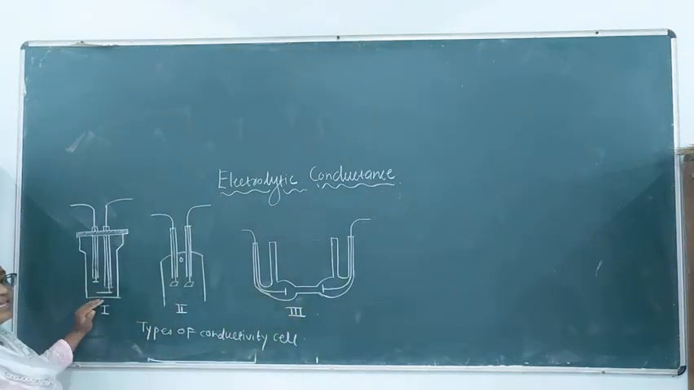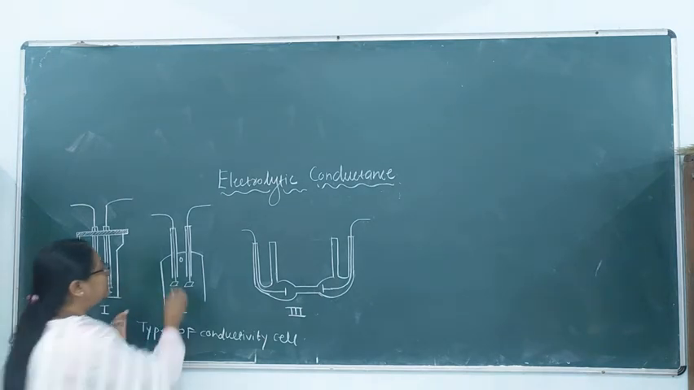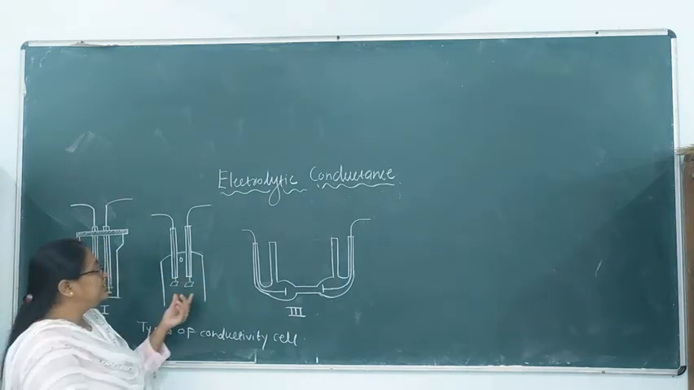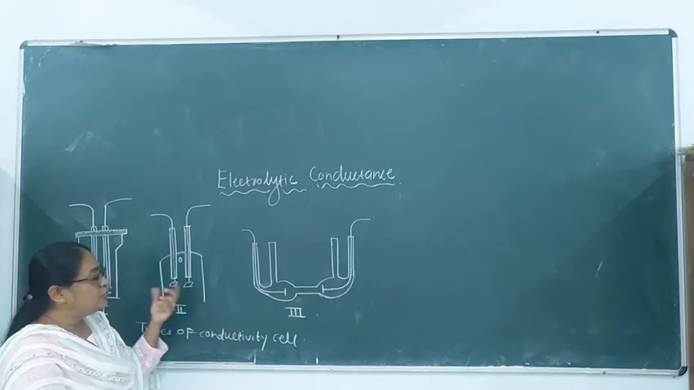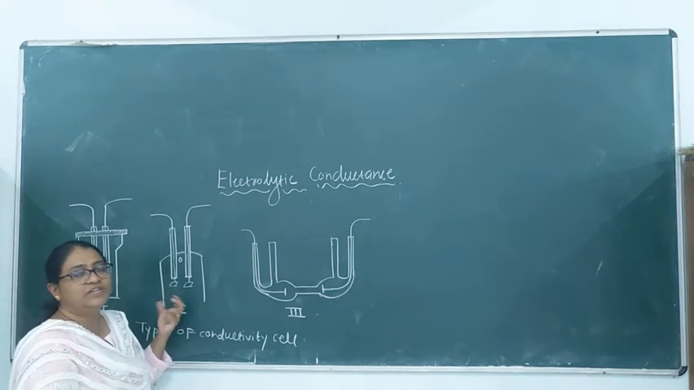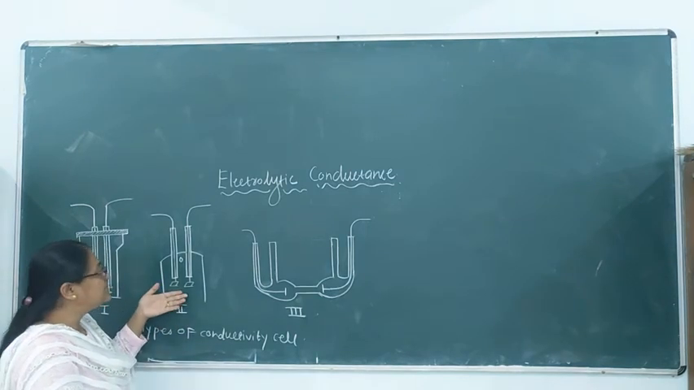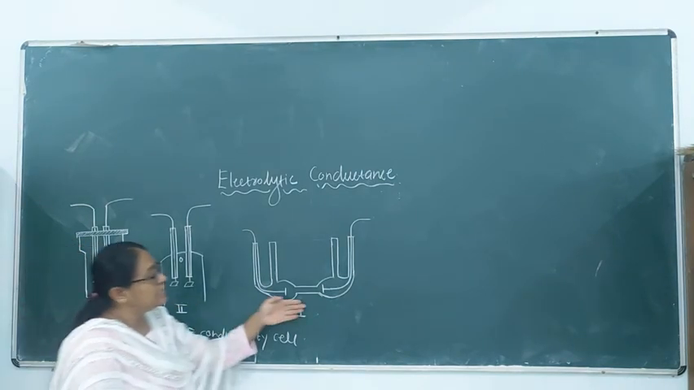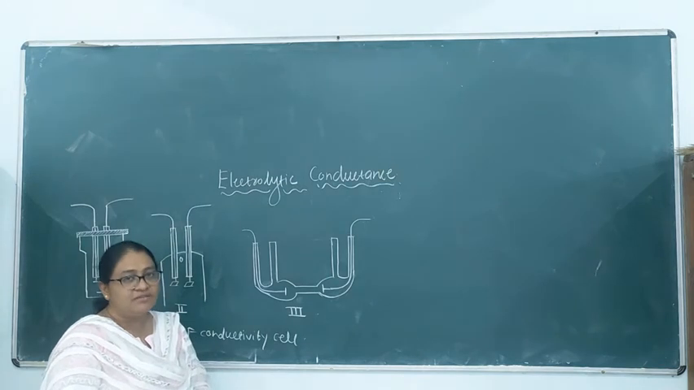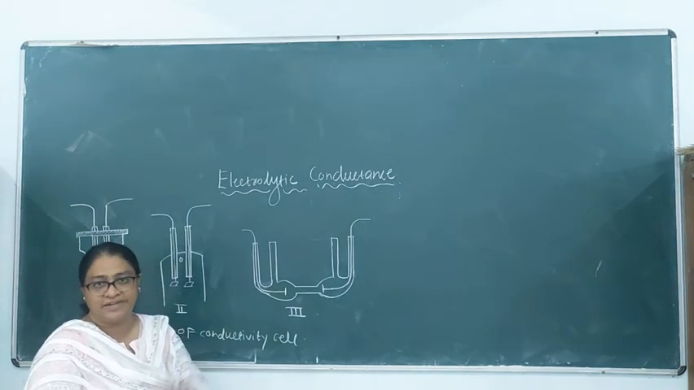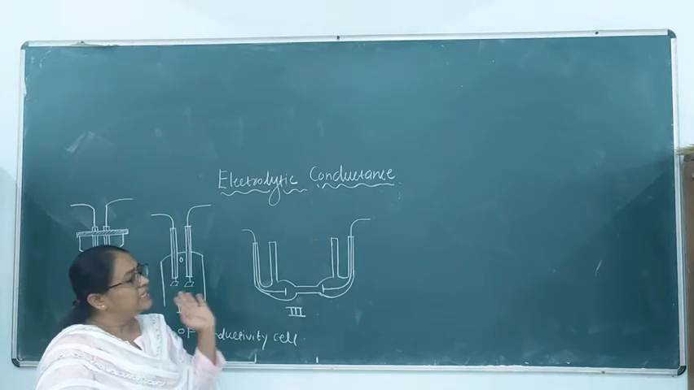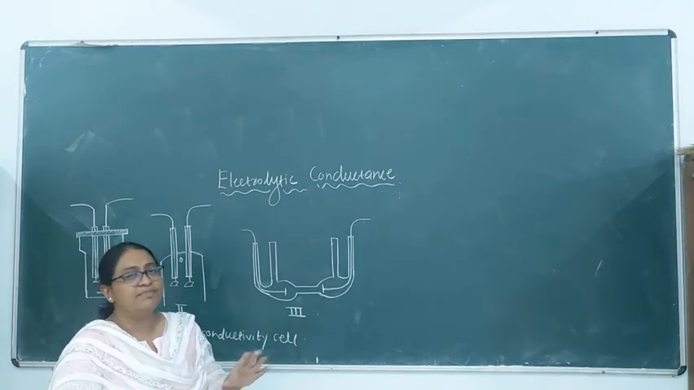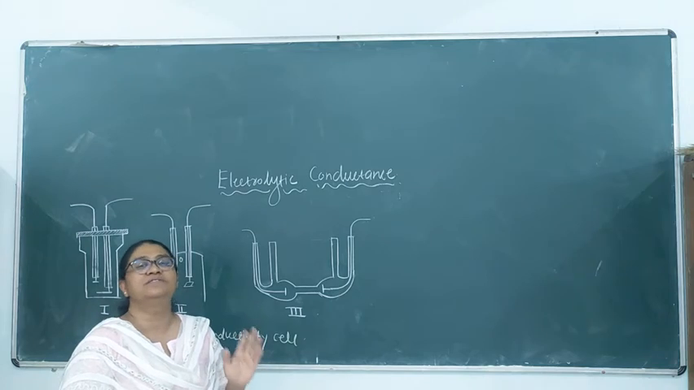The type 1 cell is used in the laboratories. The type 2 cell is used in industrial measurements to measure the conductivity of the different solutions in the industry. While this third type of cell is used when very accurate measurements are required. So these are the 3 different types of the conductivity cell. They all are constituted of the same material, and the difference is only in their arrangement.